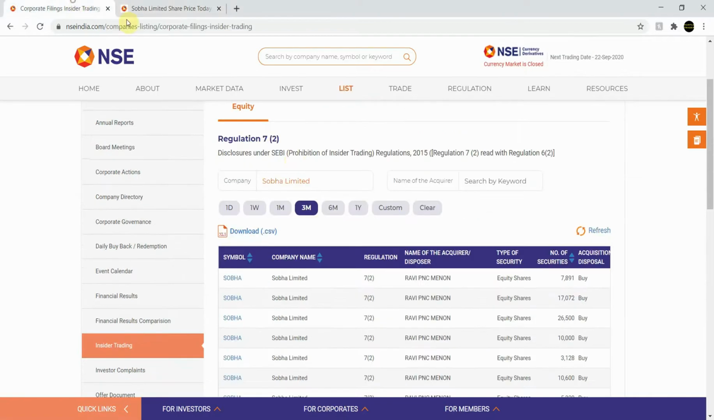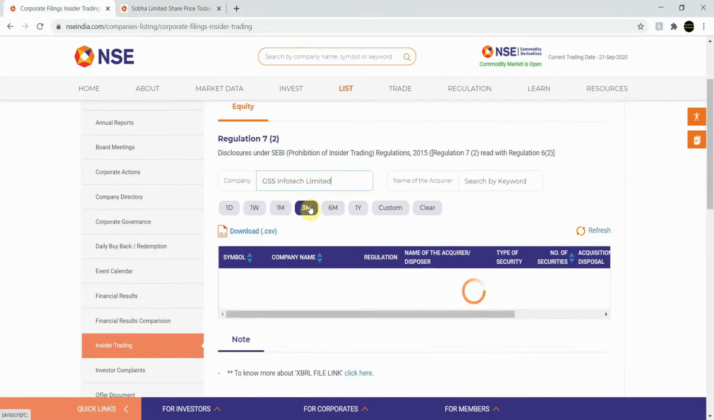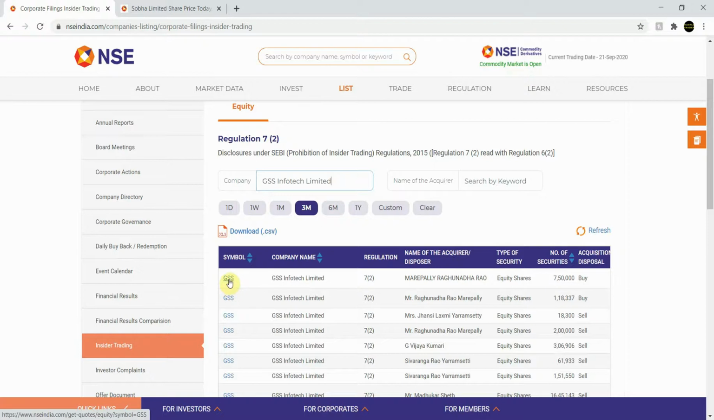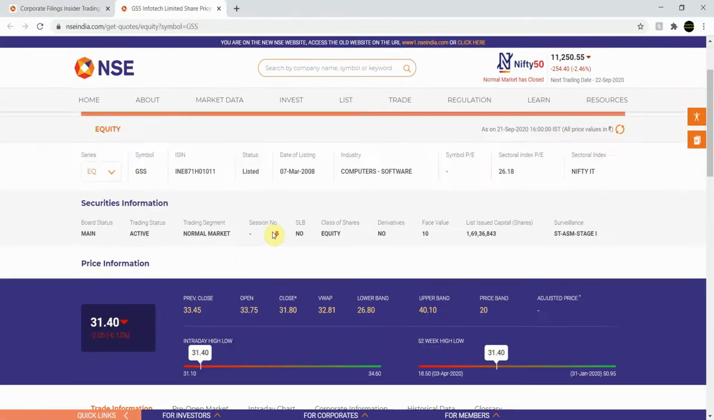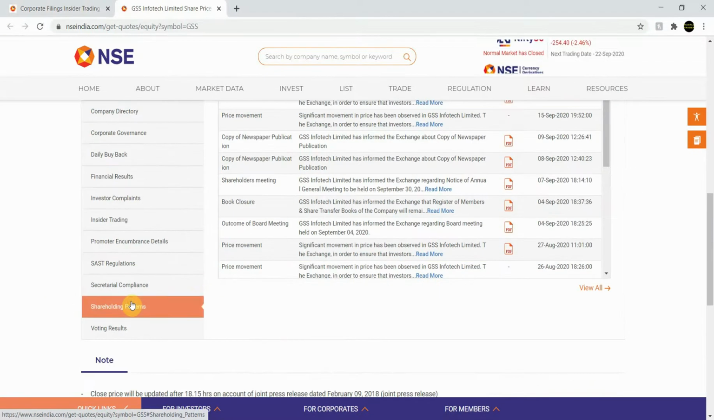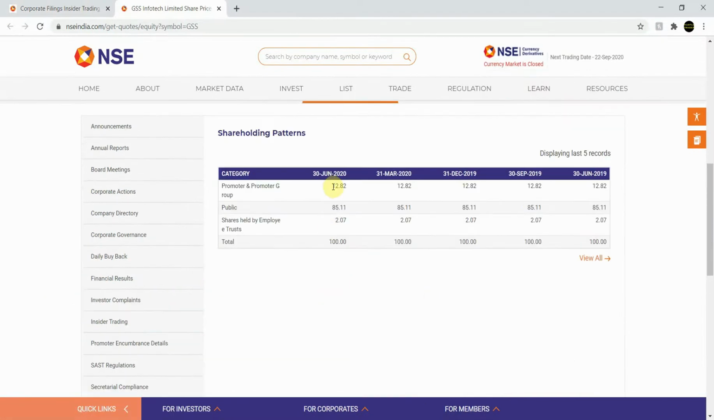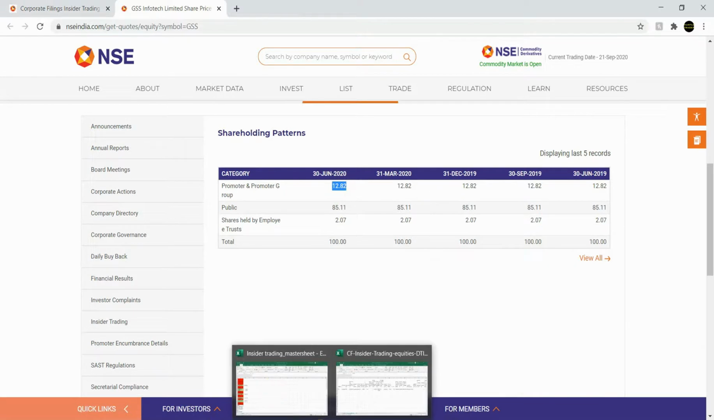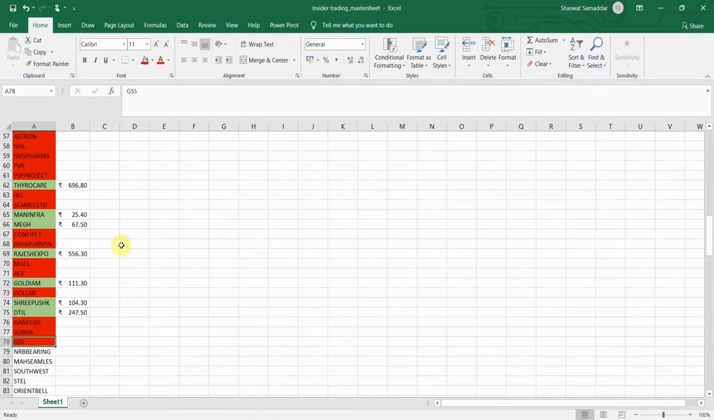I'll copy it down. I will paste the company name here. It's GSS Infotech Limited. I'll click here. I will click on the symbol GSS right here, as you can see. Next, I will move on to corporate information. I'll check the shareholding pattern. Shareholding pattern is way too low than 50%. So it's good that we stop the analysis of this stock further and just color code it as red.